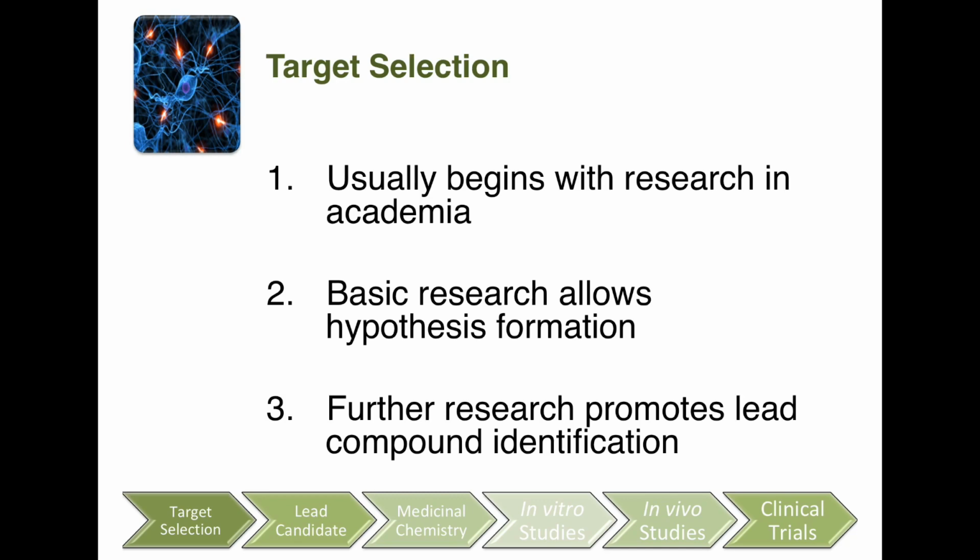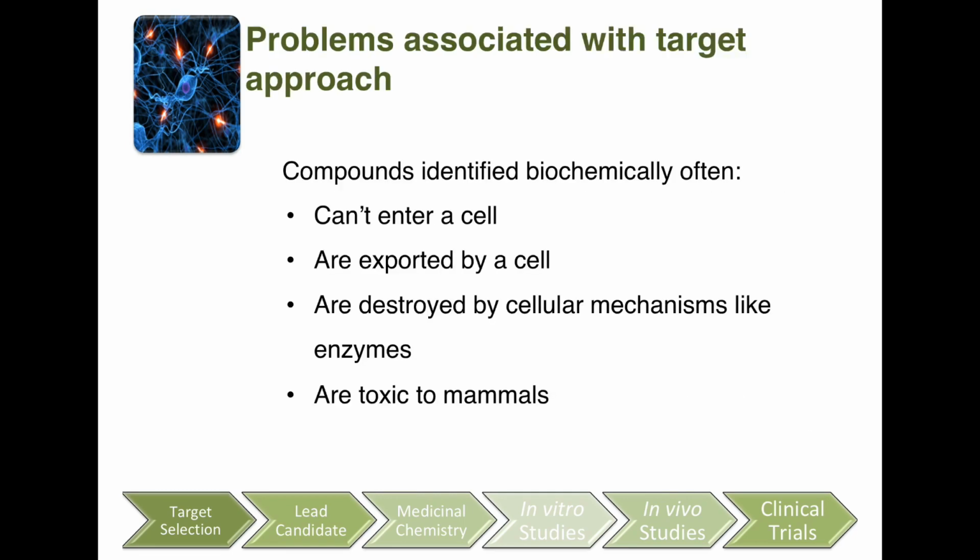After target selection, you then would perform a series of experiments to identify a lead compound, which you read about, because you can't pursue every single compound. You have to identify one or two that you're going to put your money on, literally. Identifying compounds based on the target, or based on what we know about the diseased cell, for example, can be problematic. In theory, it's a really great approach, but in practice, you end up with a lot of compounds that can't enter a cell.